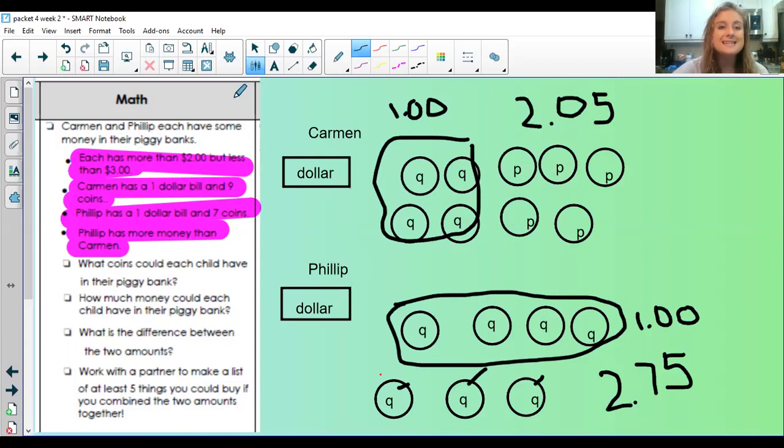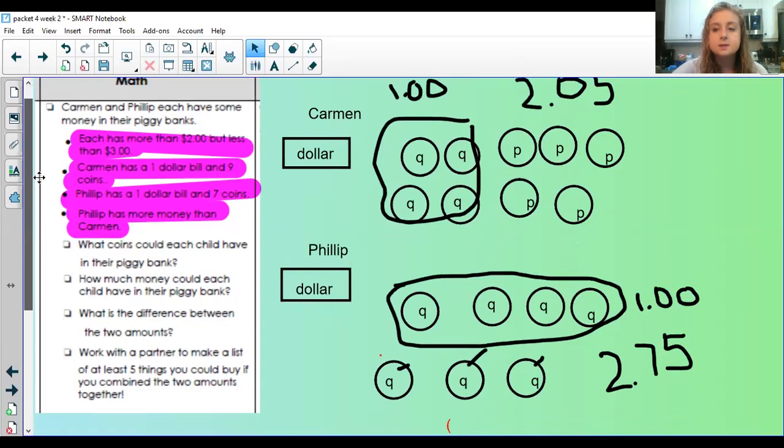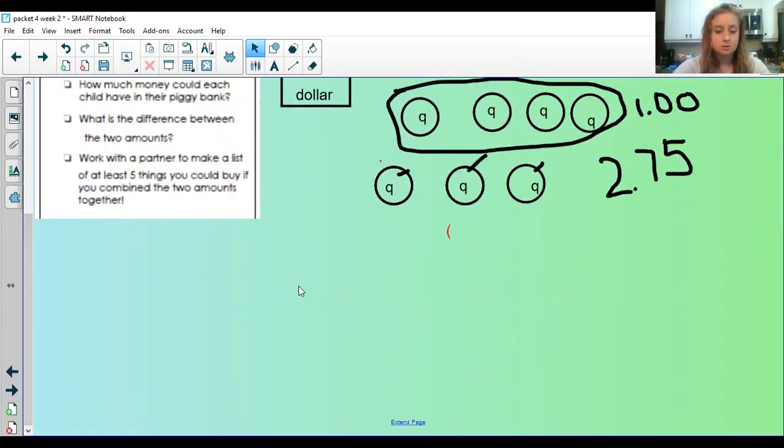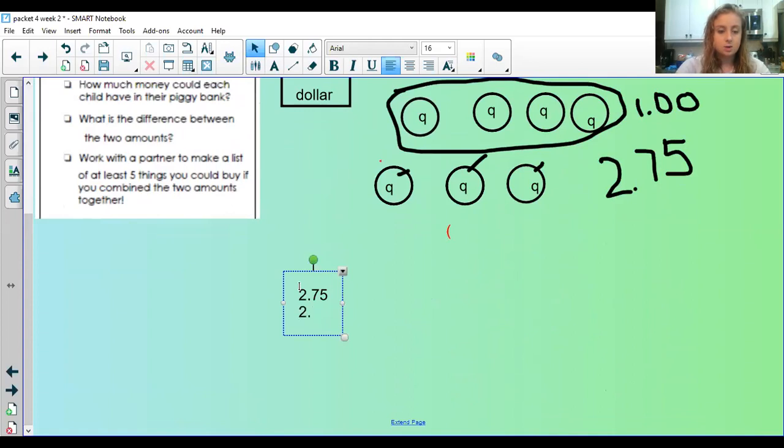It says, what is the difference? So this is a multi-step problem. Difference means subtraction. So what we have to do is we need to subtract the 2 numbers. Remember, when we're subtracting, our larger number goes on top. So Philip has 275 and Carmen has 205. And what we're going to do here is we're going to make this a subtraction problem.